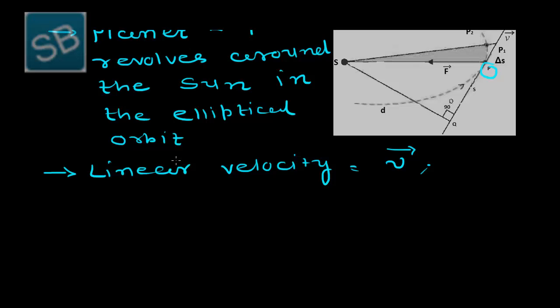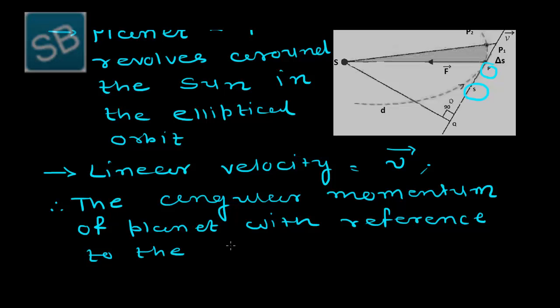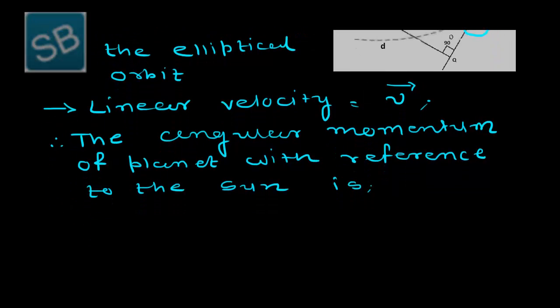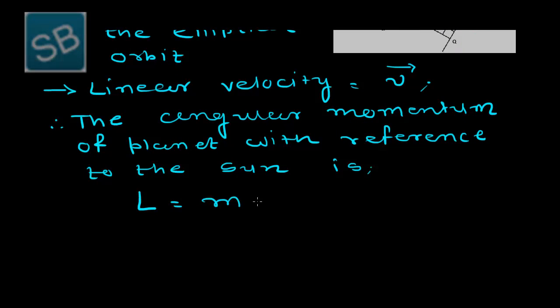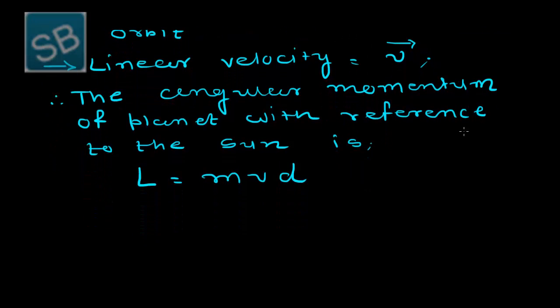and with this I can find out the angular momentum of the planet, but we have to choose some reference point. So according to which you are taking the observation of the planet, with respect to the sun you are taking the observations of the planet. So the angular momentum of the planet with reference to the sun is given by capital L, and that is m into v into d, meaning I omega type I have considered. So this is the first equation of my analysis or the geometrical representation.